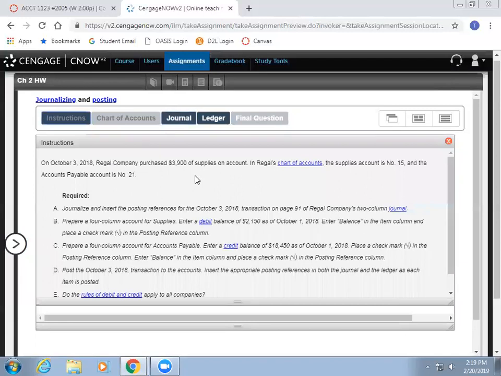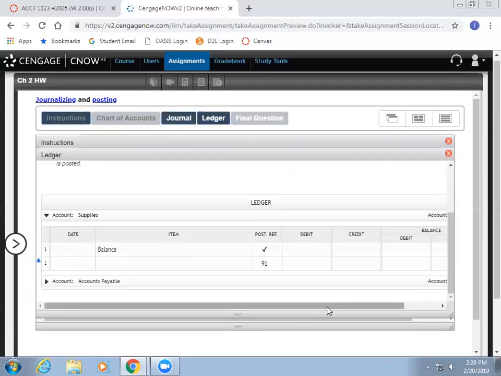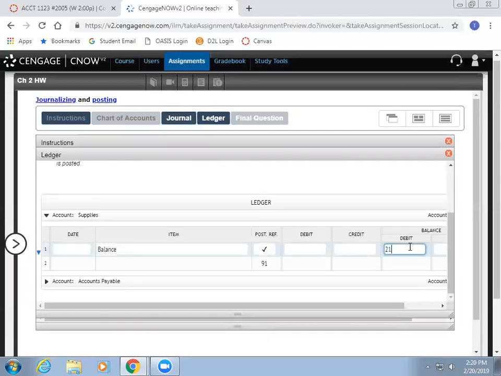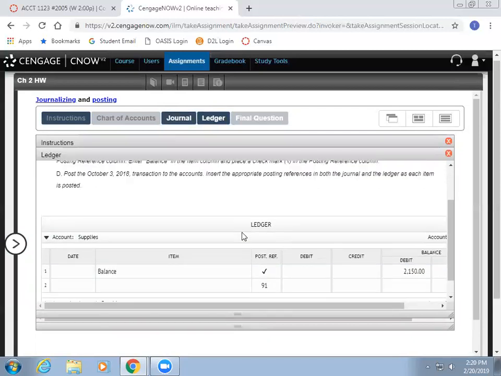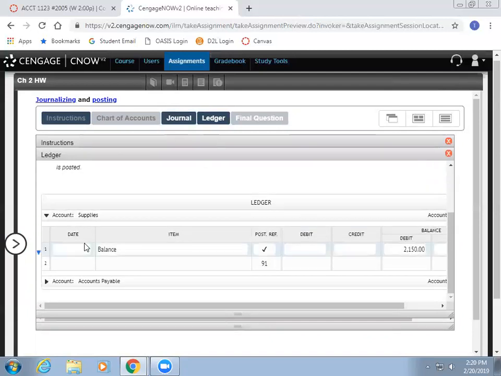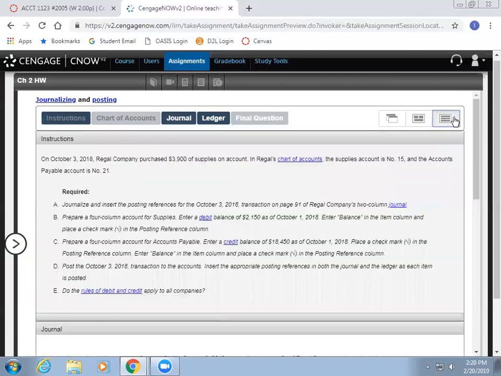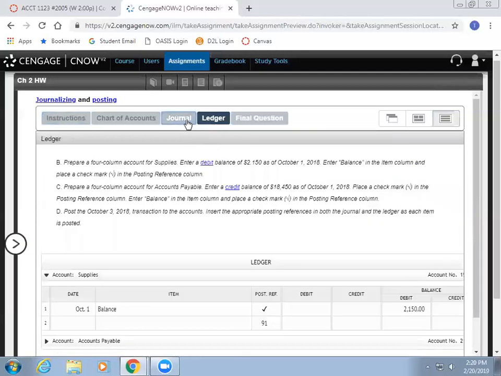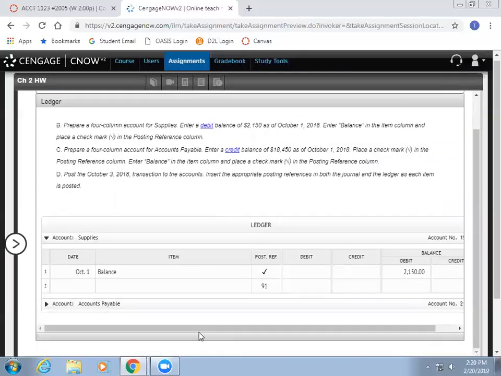Purchase 3,900 of supplies. Okay. So I should have had a 2150 debit balance. That's what mine is on October 1st. I'm trying to make it where we can see it better. Okay. And then on October, what was it, 3rd?